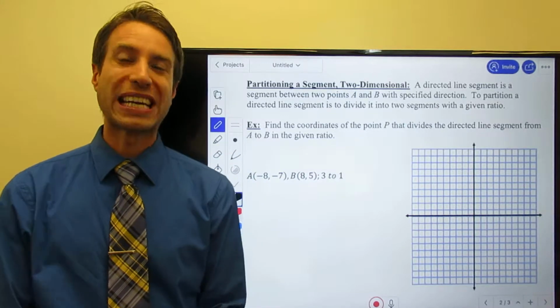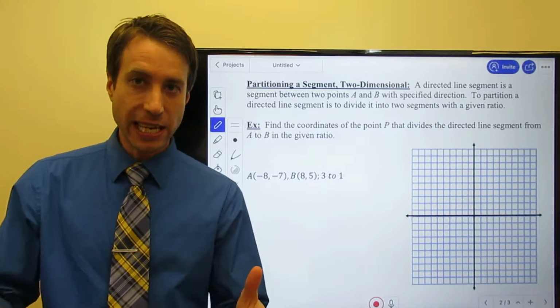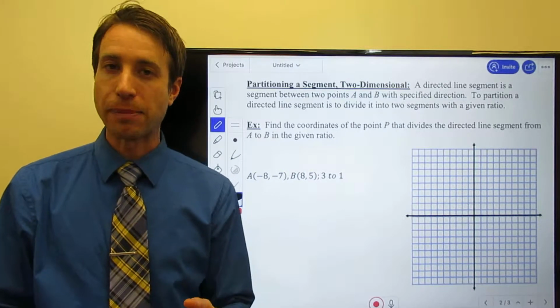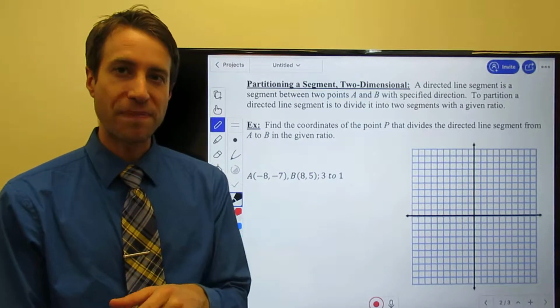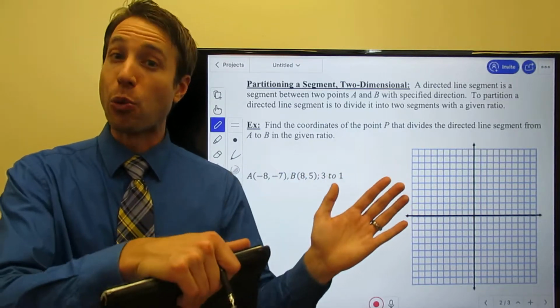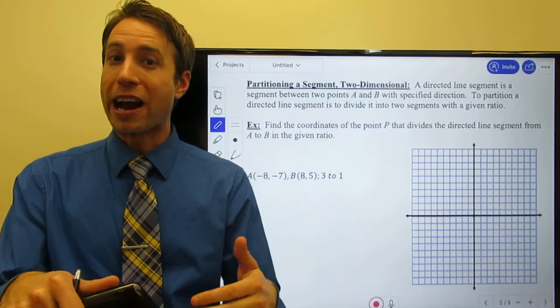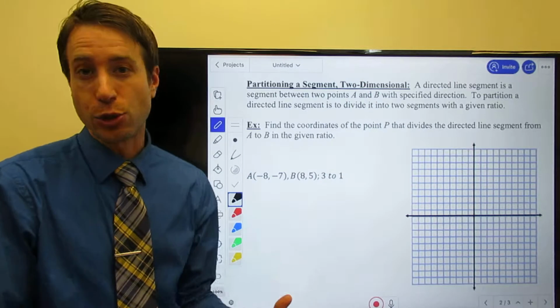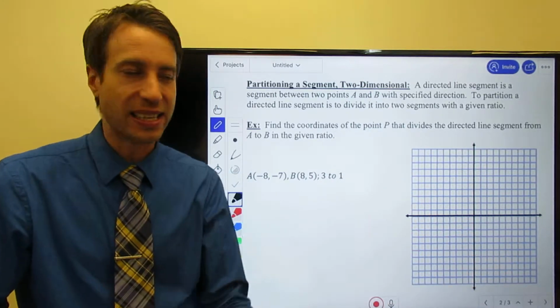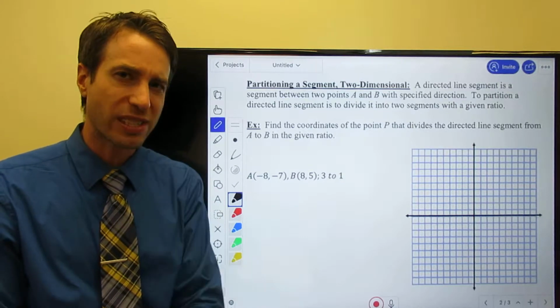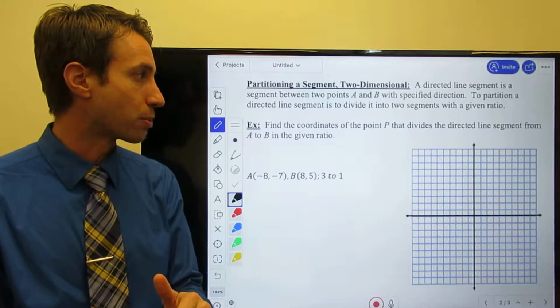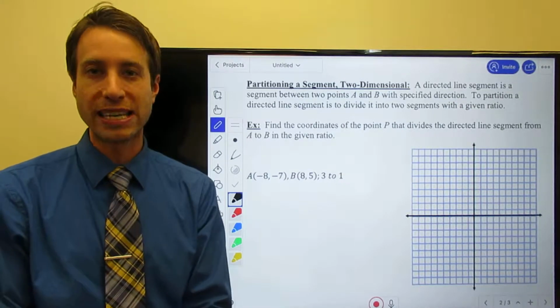And again, what we're doing is we're working on partitioning a line segment. But now we're going to get a little bit trickier, where we're now going to look at a directed line segment where it is essentially on a two-dimensional surface, right? We're going to put this guy on a coordinate plane, and it's going to make things a little bit trickier, which you'll see here in just a second as I go through these problems. So let's go ahead and jump right into it.